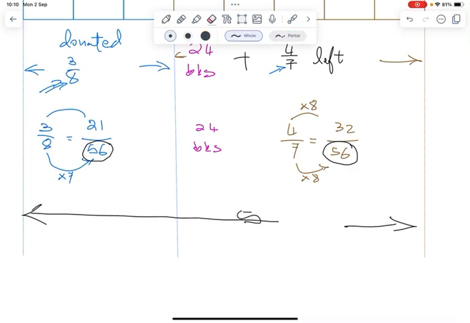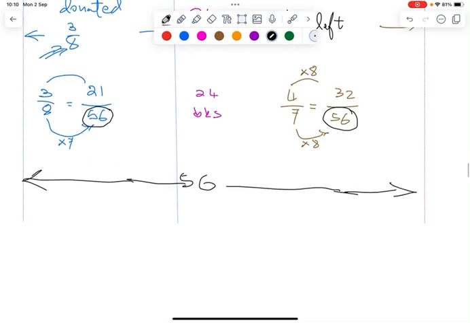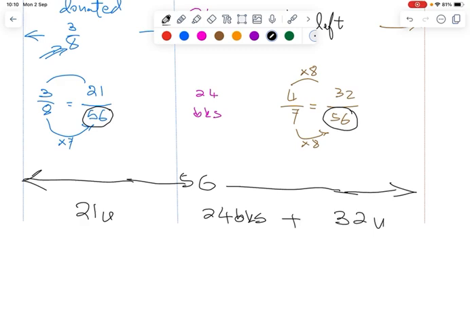Let me just draw nicely. 56 total. Now, that means we know that this is 21 units donated, and here will be 24 books plus 32 units. This portion is this.